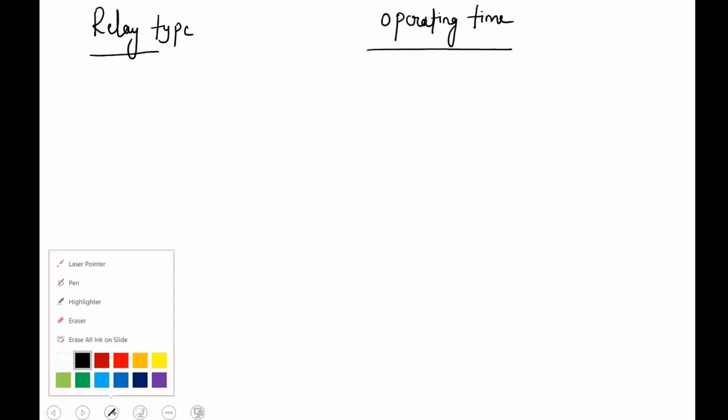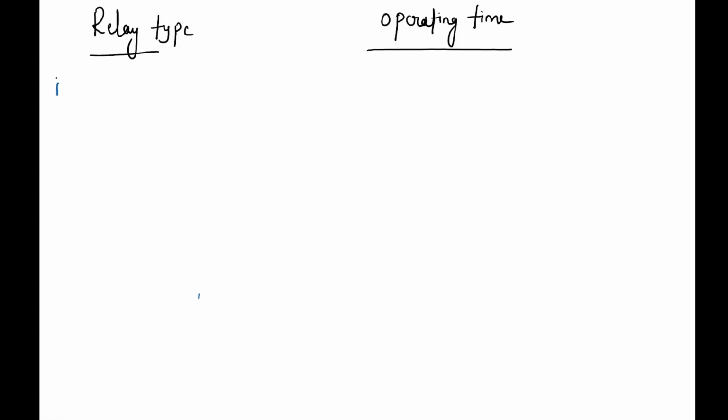So what is the first relay? Instantaneous overcurrent relay. For an instantaneous overcurrent relay, what is the operating time? It is less than or equal to 0.1 second.